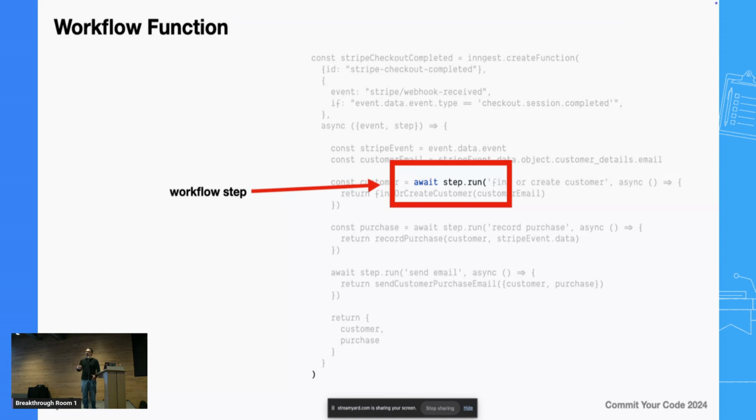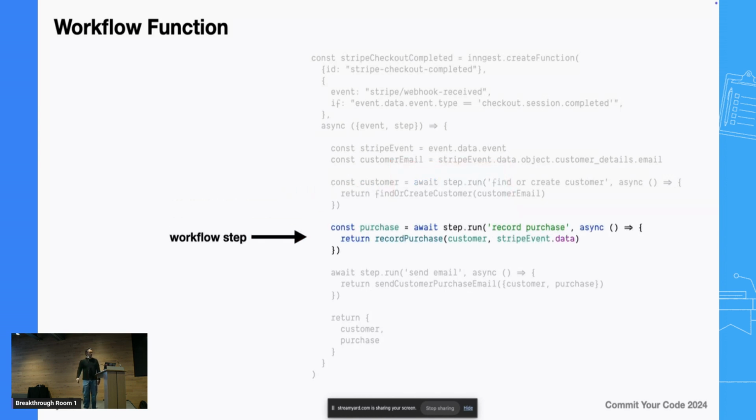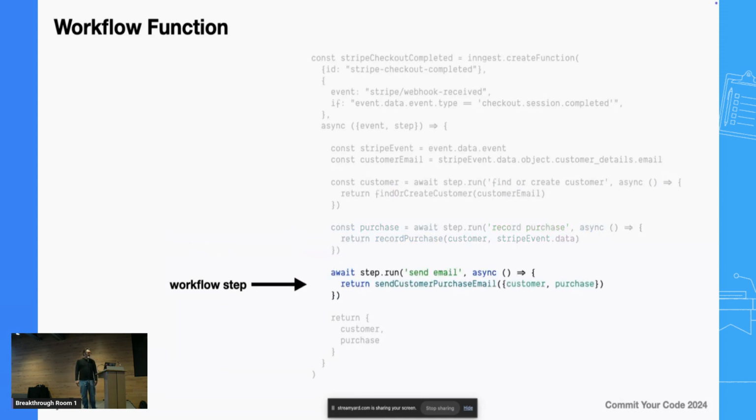In our case, we're in a Next application, so we can just import what we need from our application, and it just works here. Here's another workflow step where we're handling the purchase and we're recording it in our database. And finally, we're sending that email. So functionally, this is the same as what we would be handling in a Stripe webhook handler. We're just handling it in this space instead. And what we get out of this is things like error handling and retries and all that fun stuff. Finally, we return some results.